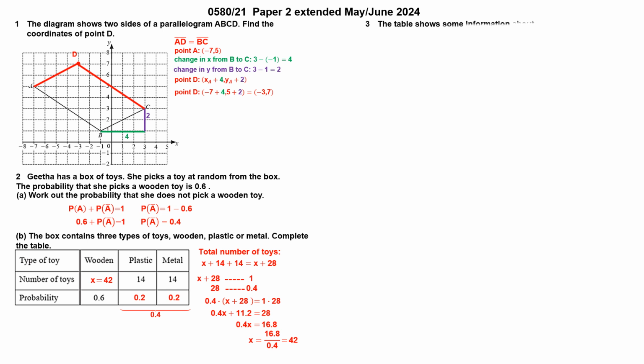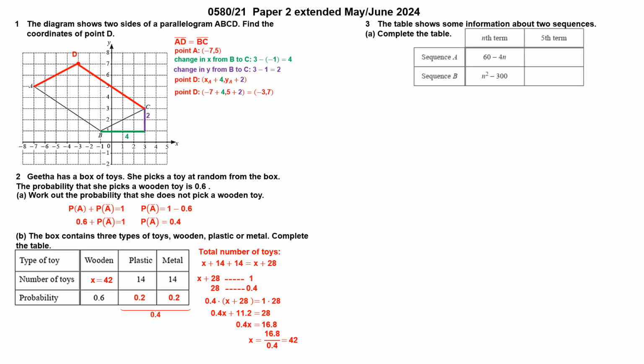Question 3. The table shows some information about two sequences. Item A. Complete the table. To calculate the fifth term in both sequences, you must replace n with 5. Item B. Find the smallest positive number in sequence B.